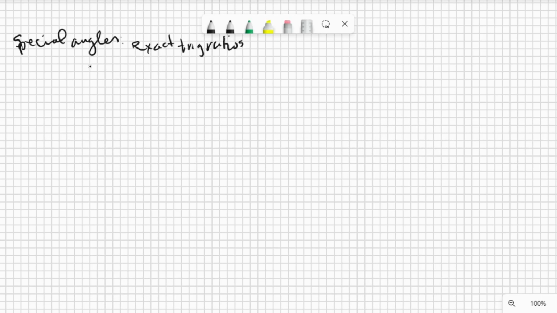So which are the exact trig special angles? They are 0 degrees, 30 degrees, 45 degrees, 60 degrees, 90 degrees, and their multiples. These are special angles. So once we know this, we can know the other multiples for any angle.